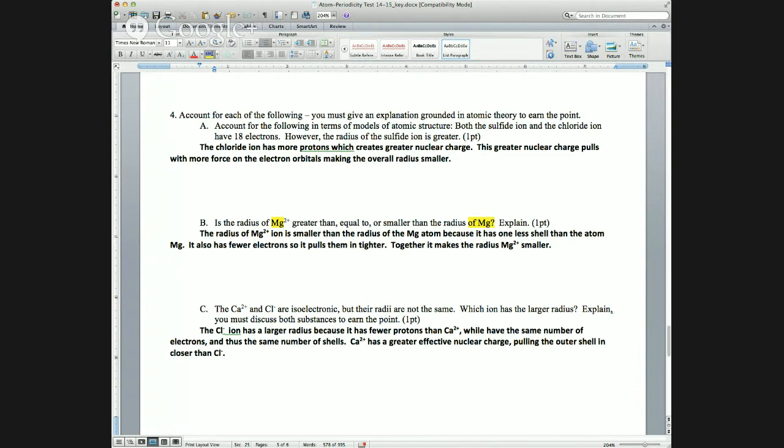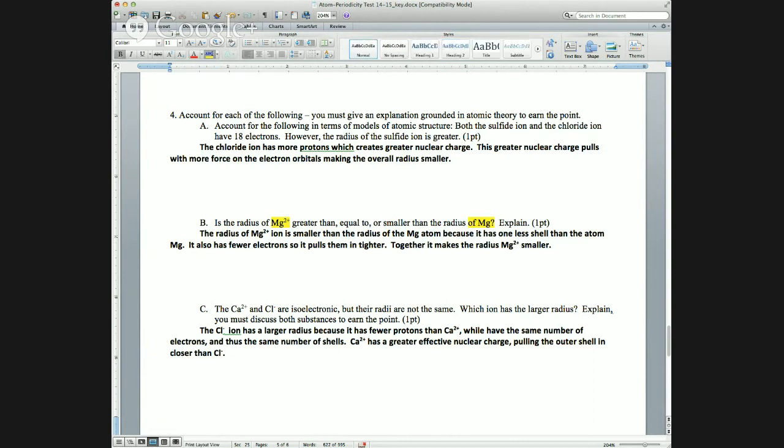However, magnesium 2 plus has 2 fewer electrons. It in fact has lost an entire shell, so it has 1 less shell than magnesium. So because of the effective nuclear charge, the magnesium 2 plus would have a greater effective nuclear charge and would pull the electrons tighter, making the radius of magnesium 2 plus smaller than magnesium. So this is my key.